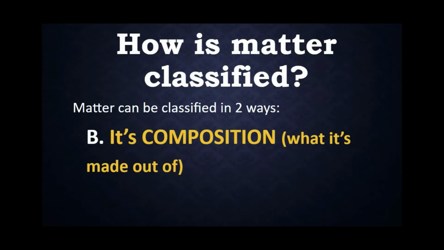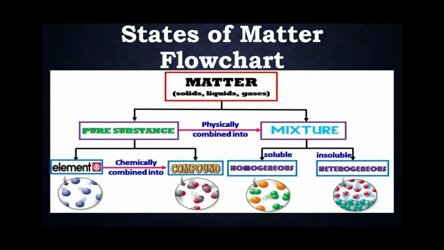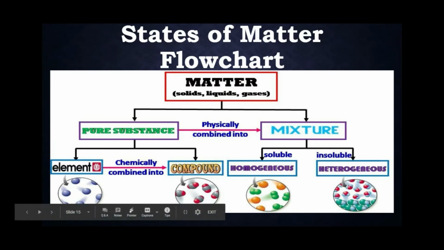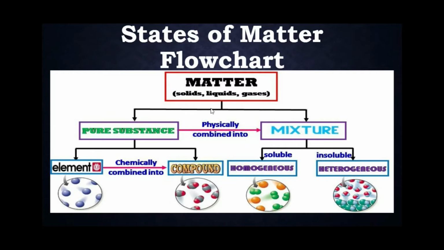Let's move on to the second way that matter can be classified, by its composition, also known as what it's made out of. This is a states of matter flowchart. We can see several different states of matter and how they exist. At the very top is all matter, solids, liquids, and gases. That section can be divided into two subsections, pure substances and mixtures.